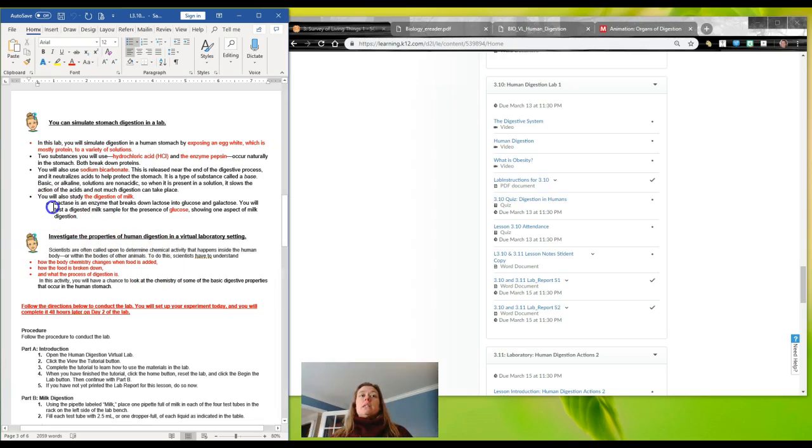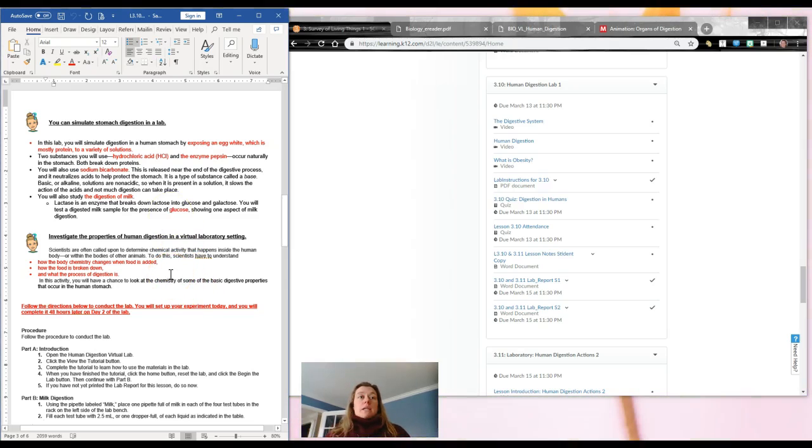So you need to understand that lactase is the enzyme that we use to do that in our body, unless you're lactose intolerant, right? And then you have a problem breaking those down. And then we're going to be looking for the presence of glucose after the fact. Then the other thing we're going to be investigating is the properties of human digestion, right? So we're doing that in a virtual setting.